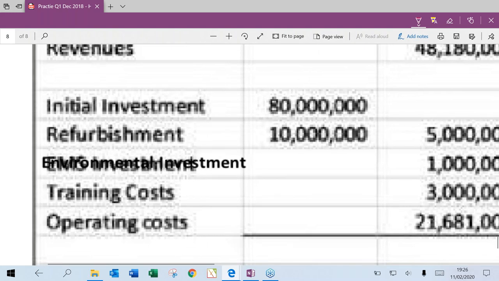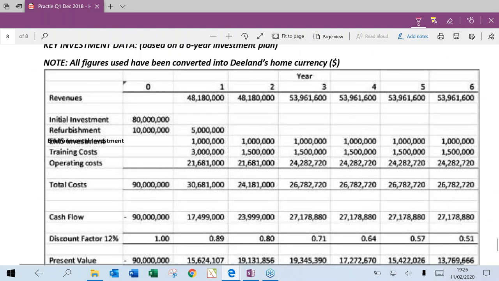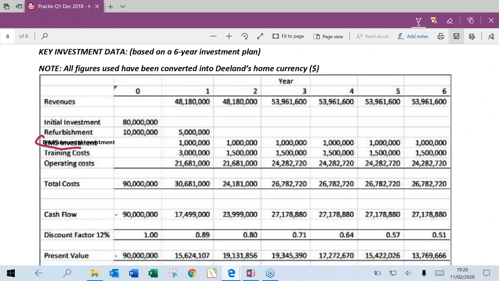Environmental investment. Okay, so this word here, let me write it so that you guys don't get confused. This one is basically environmental investment. Okay.